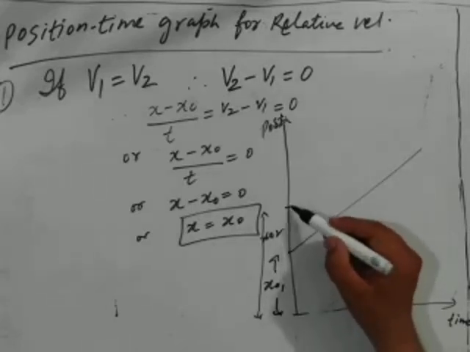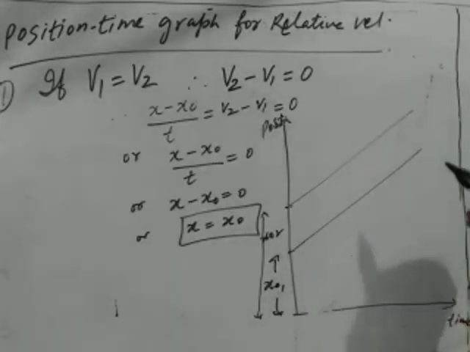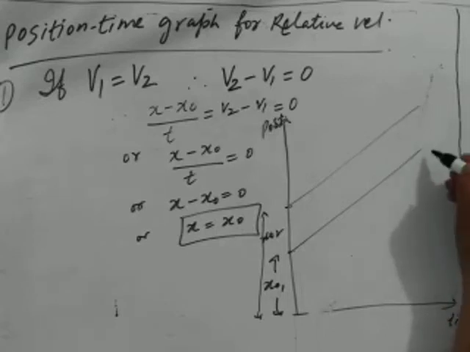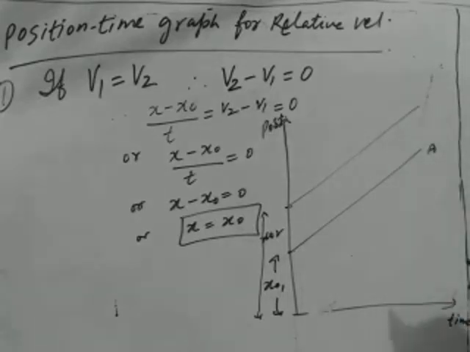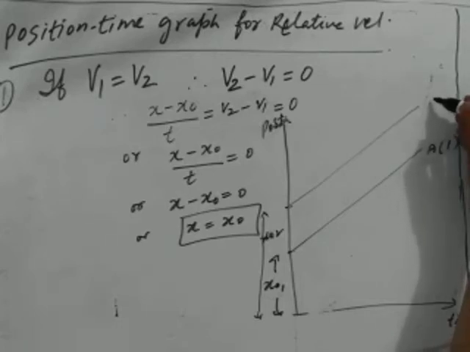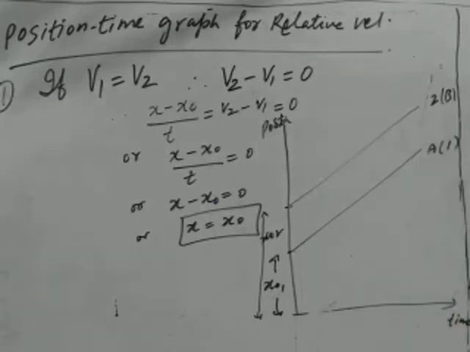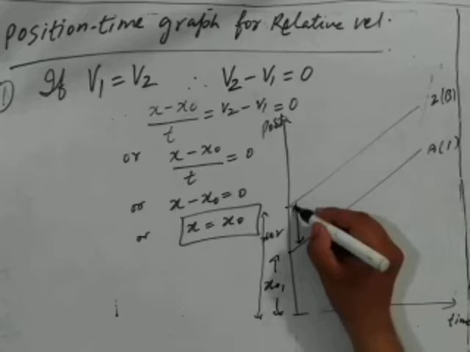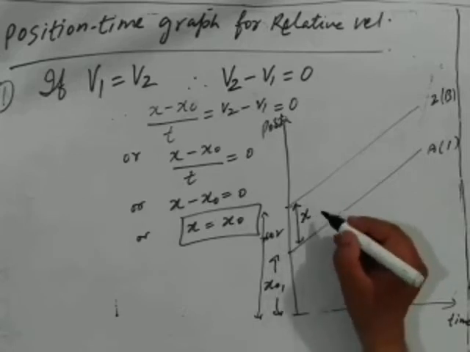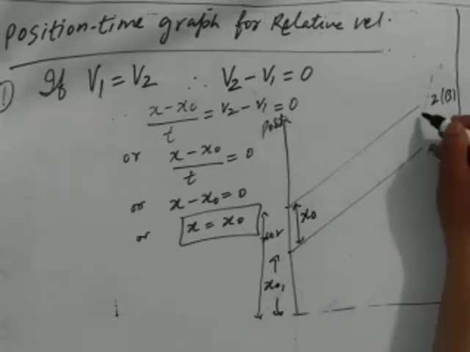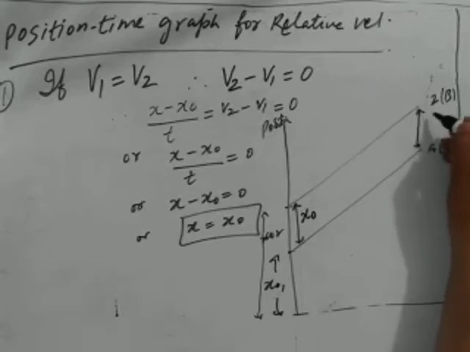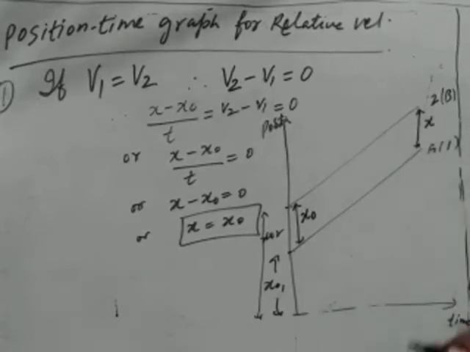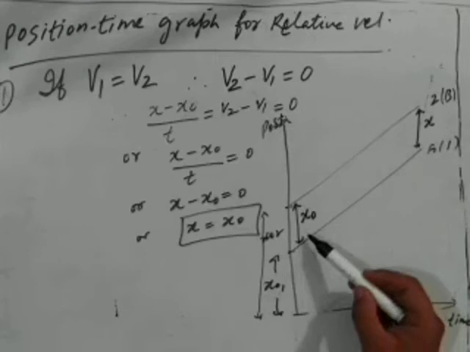Again, for the second case, the graph will become a straight line. That is for the first object A, and this is for the second object B. This gap, the initial gap, can be represented by x naught, and this is the final gap, that can be represented by x. These two gaps are equal.